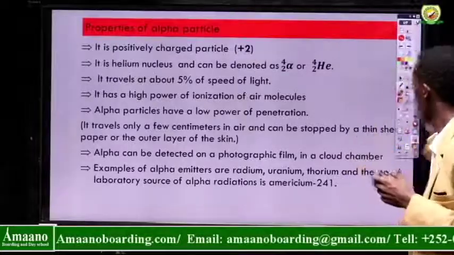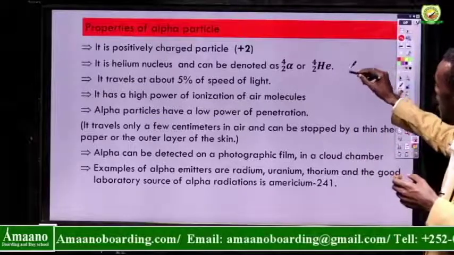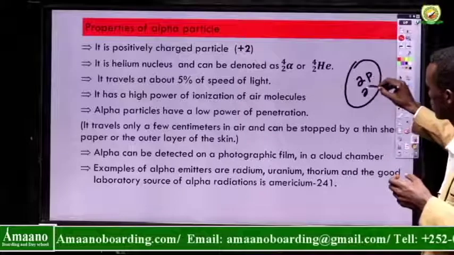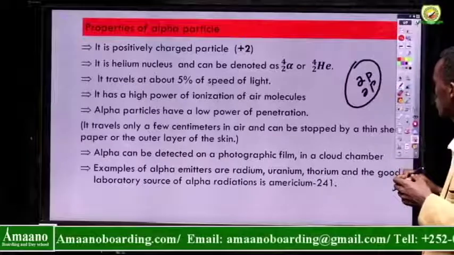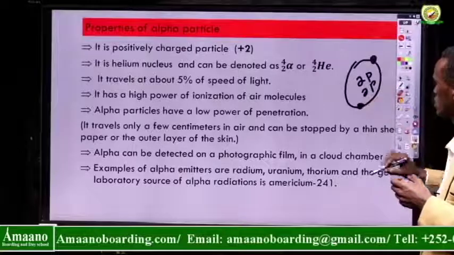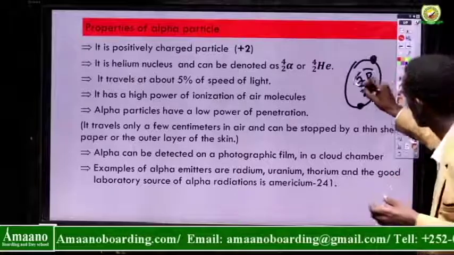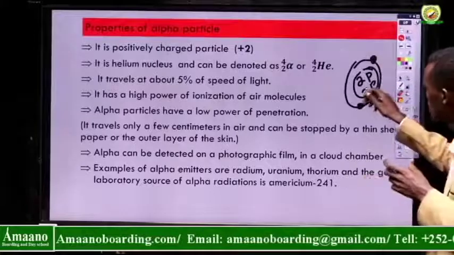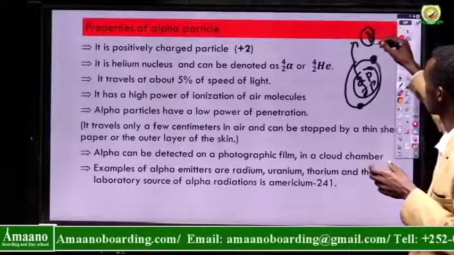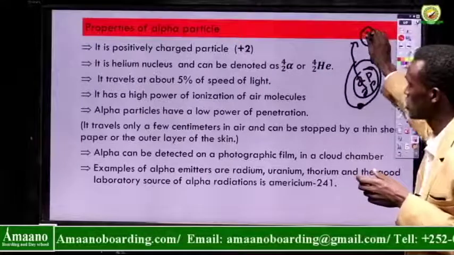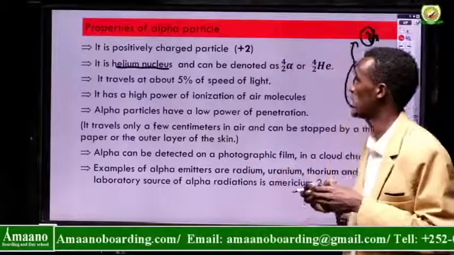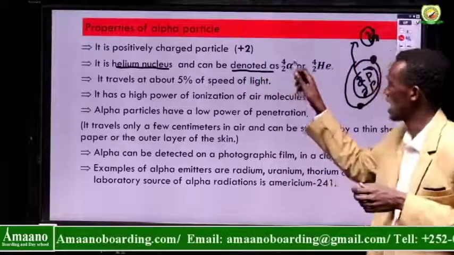What does it mean? For example, helium has 2 protons and 2 neutrons in the nucleus, and the outer shell has 2 electrons. The nucleus of helium, with 2 protons and 2 neutrons, is called alpha. So alpha is the nucleus of helium and can be denoted as alpha.